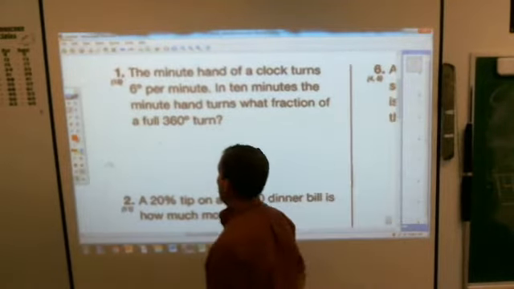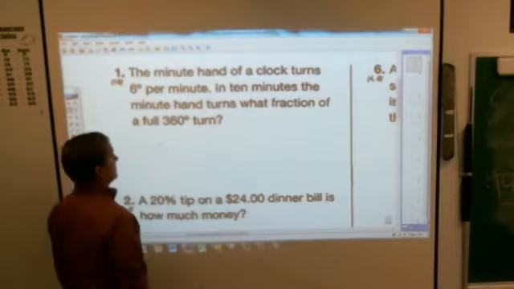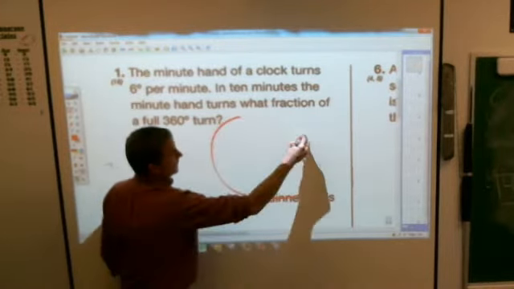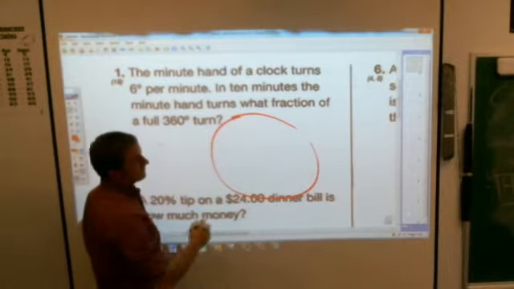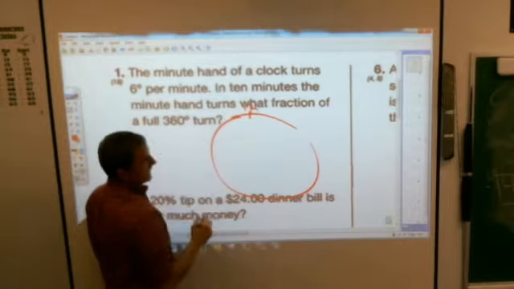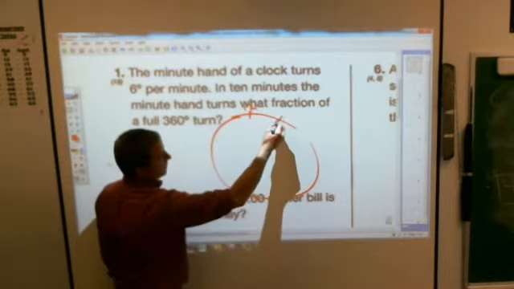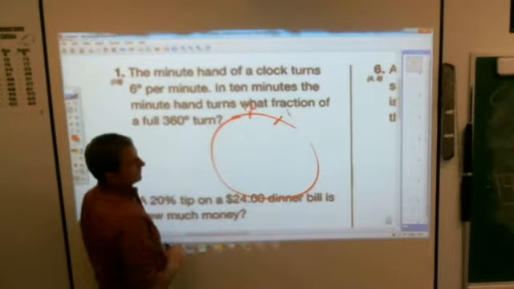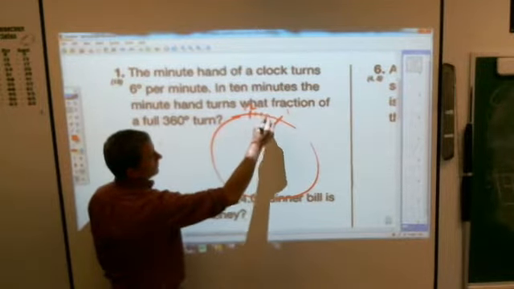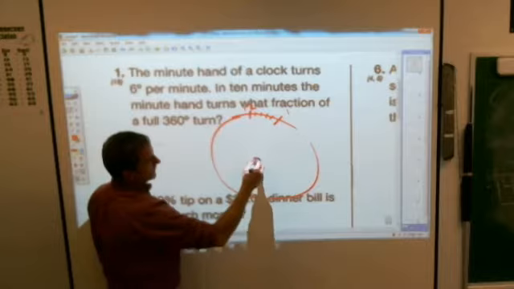The minute hand of a clock turns 6 degrees per minute, and I would also kind of sketch a little graph here. Here's my clock, Charles. This is 12, right? Well, let's make this 1. How many little things are between 12 and 1? There's 5 minutes, right? So 1, 2, 3, 4, 5.